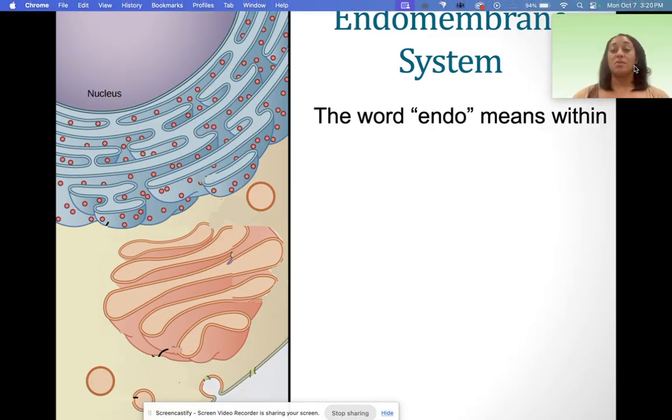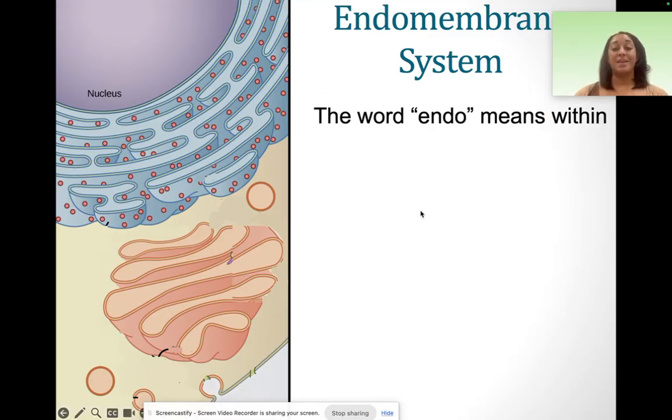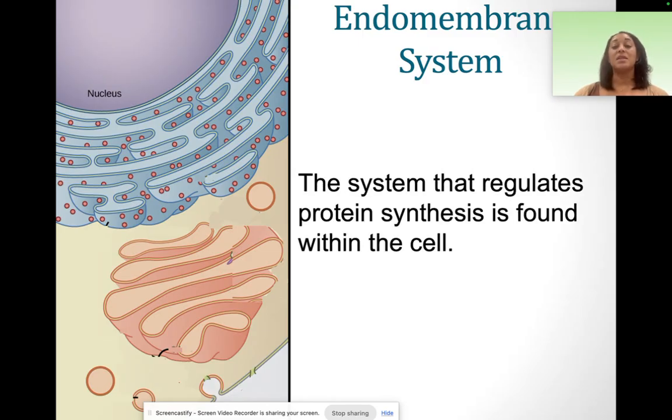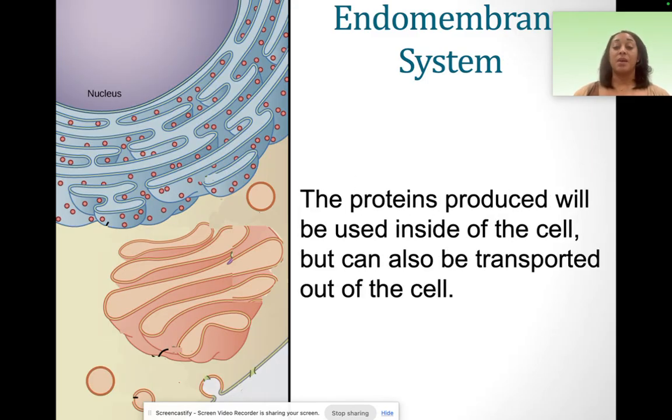All right, whenever we see the word endo, that means within or on the inside. The word membrane is a lipid bilayer. We talked about the properties of lipids and how they make the lipid bilayer. So this entire system's job is to regulate protein synthesis and to make sure we get the proteins where they need to go. After the protein is produced, which we know is at the ribosome, the polypeptides are folded, and they're going to be used inside the cell, but some of them we need to get to the outside of the cell, and that's going to make a difference in where they go.